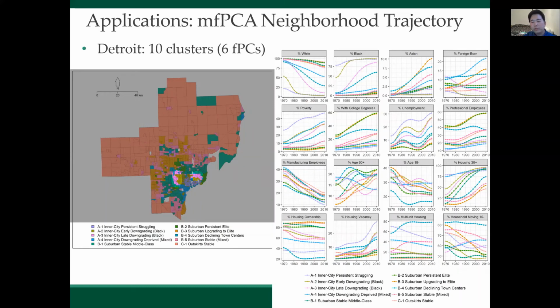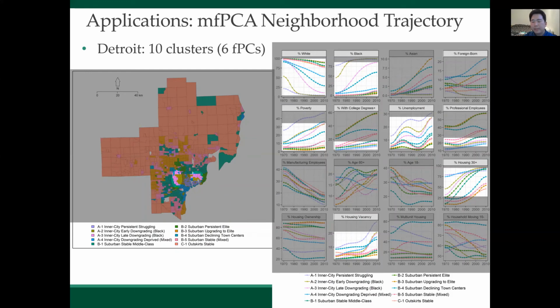The third trajectory, with pink color, shows inner city late downgrading Black neighborhoods. There is a 10-year time lag from the previous neighborhoods. When the white flight finished in 1990 in these neighborhoods, the proportions of white and Black population were almost equal. From 1990, the major racial group has changed to the Black population. The socioeconomic downgrading has followed the first few trajectories.